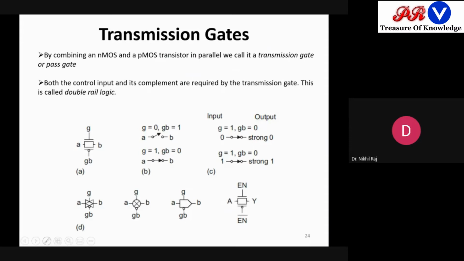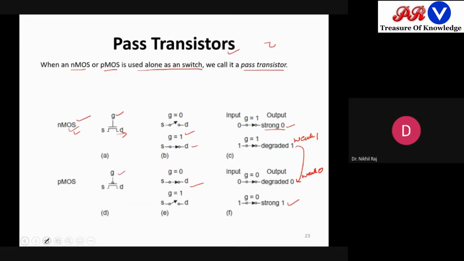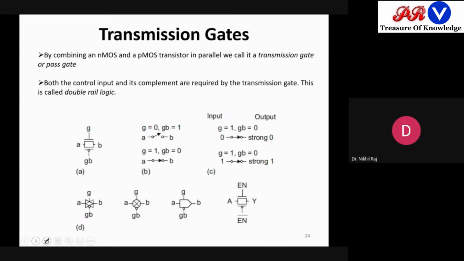The second form is the transmission gate. Transmission gate, what is happening now? We know that pass transistors provide a weak 1 and weak 0. So is there any way other than CMOS to get this degraded logic as a full swing? We can go for the transmission gate. So what happens in this, both NMOS and PMOS are connected in parallel, and we call it a transmission gate or a pass gate.